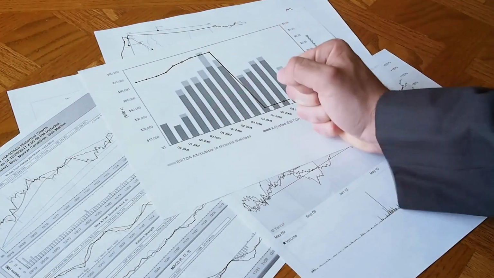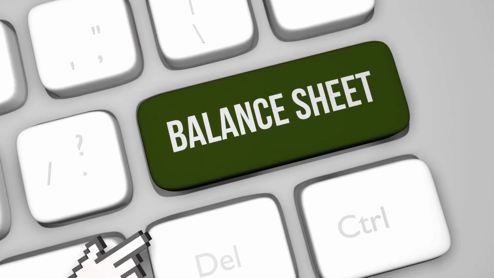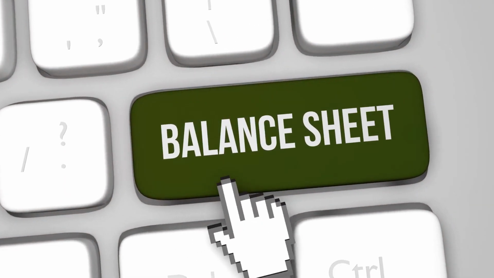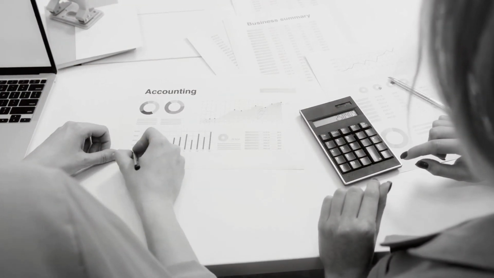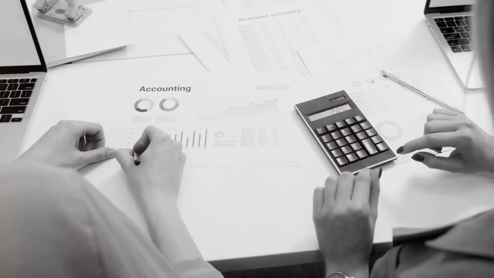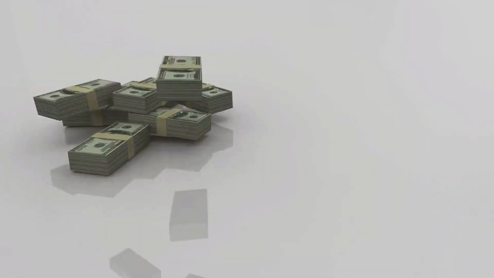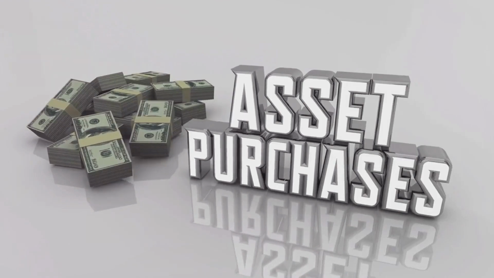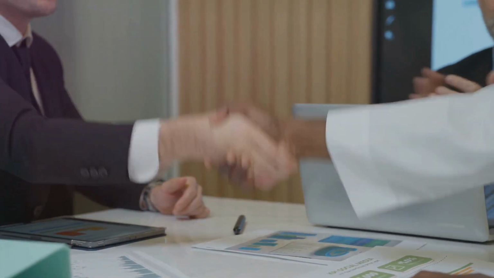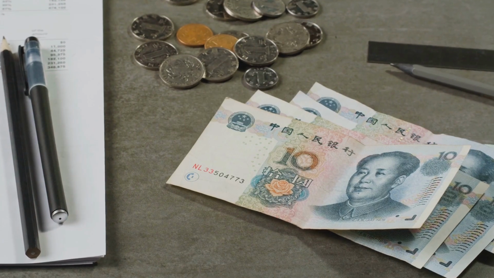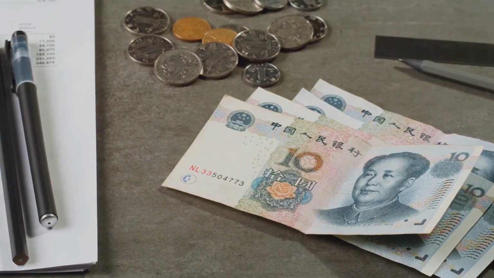Now let's break down the balance sheet into its components: assets, liabilities, and equity. These elements are linked through the accounting equation. Assets equals liabilities plus equity. Assets are what a company owns, like cash, inventory, or property. They can be tangible or intangible, like patents and goodwill. Assets are listed in order of liquidity, with cash at the top.